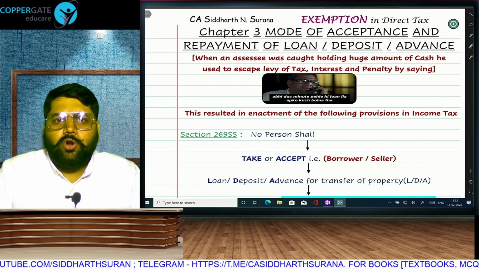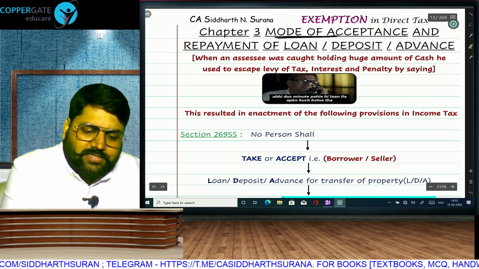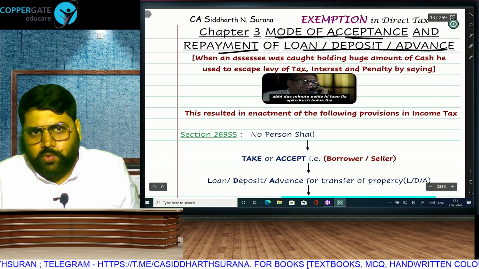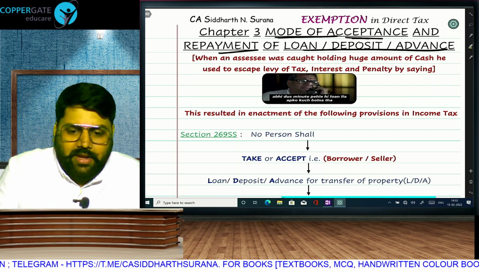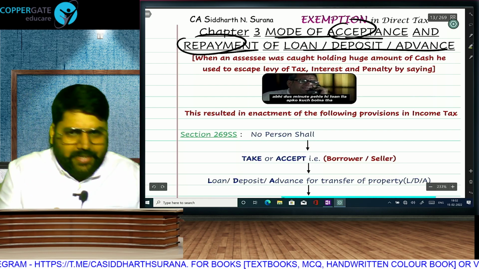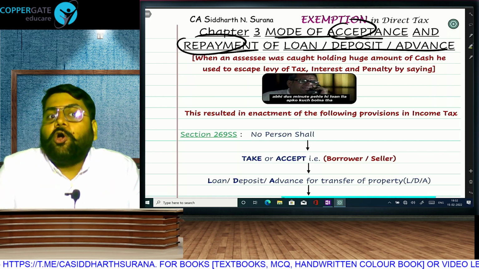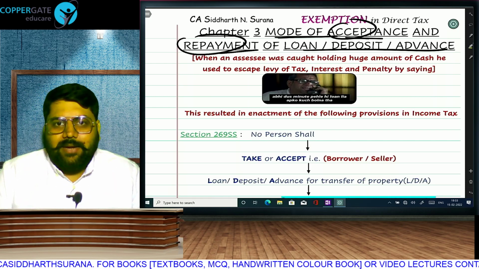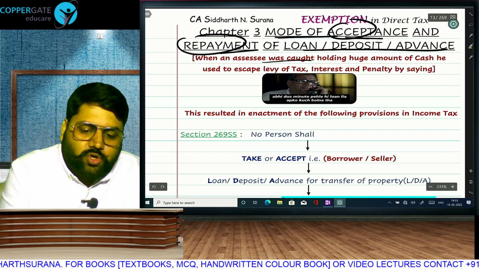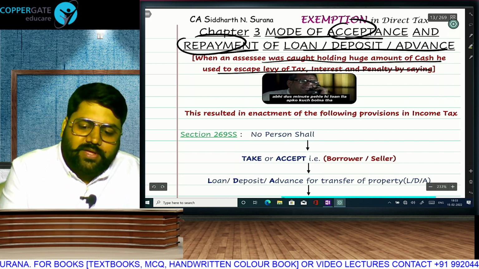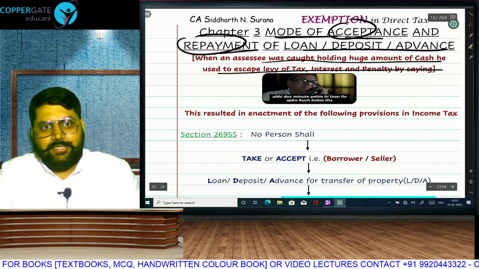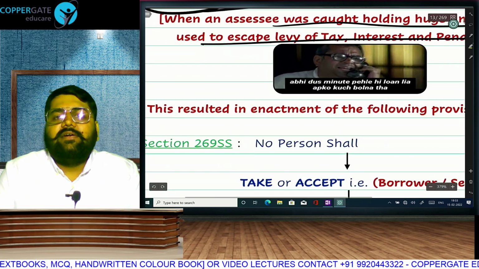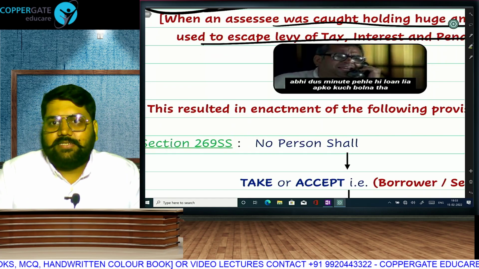Third chapter, mode of acceptance and repayment of loan, advance or deposit. Whenever you accept a loan or repay a loan, in what mode you should do it. To curb cash in the economy, this chapter was introduced. When an assessee was caught holding huge amounts of cash, physical cash, assessee used to escape the levy of tax, interest and penalty by saying this.